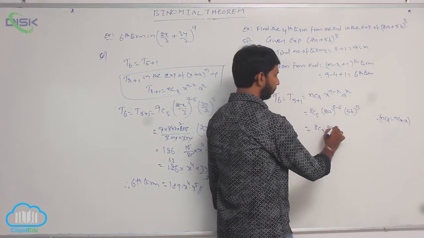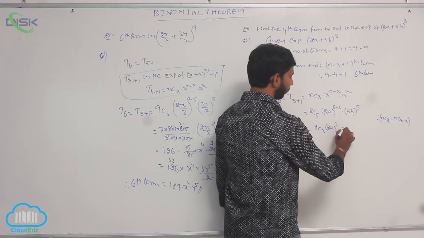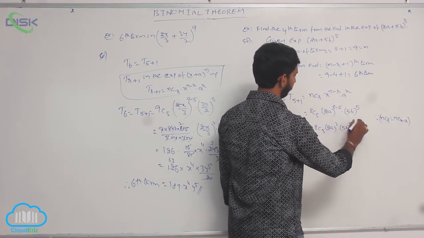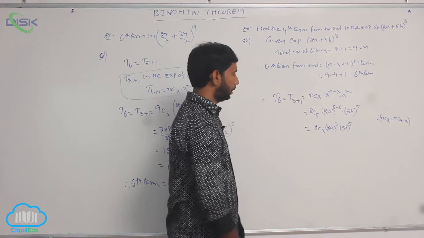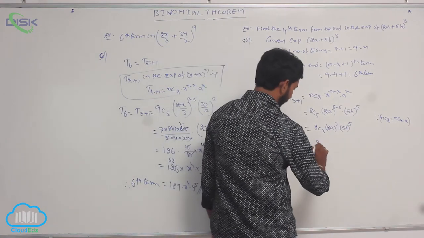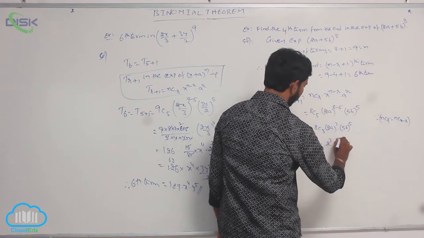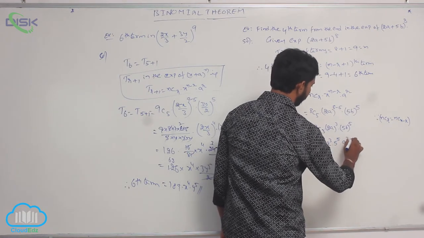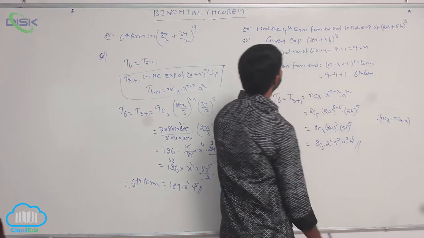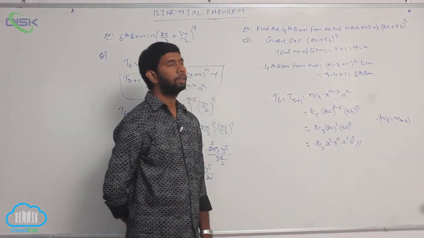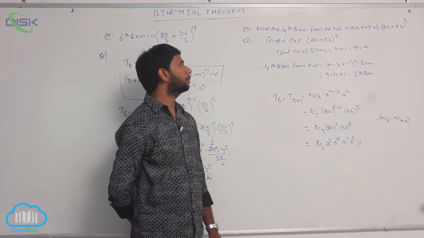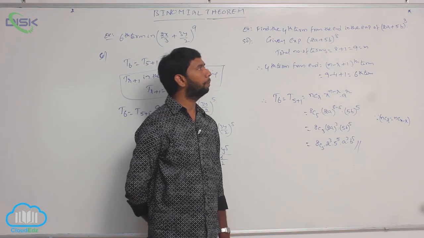Here (2a)^3 into (5b)^5 is equal to 8C3 into 2^3 into 5^5 into a^3 b^5. This is the fourth term from the end in the expansion of (2a + 5b)^8.